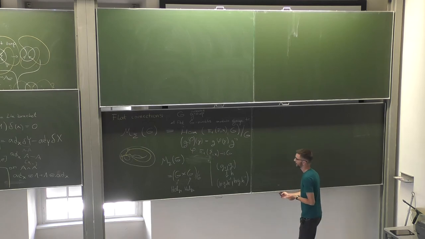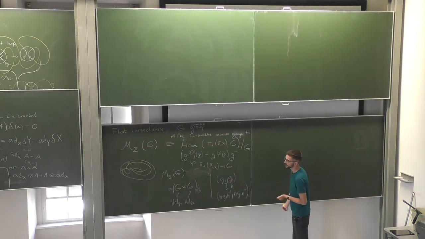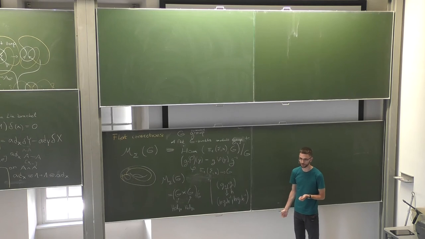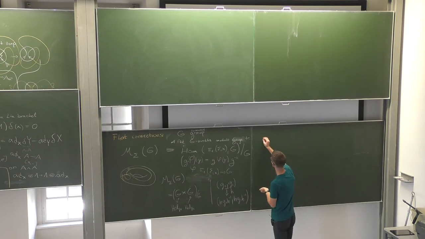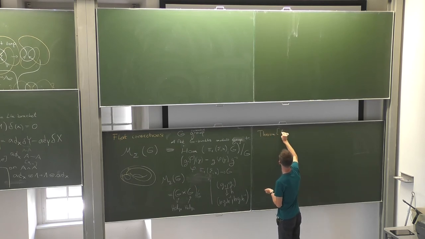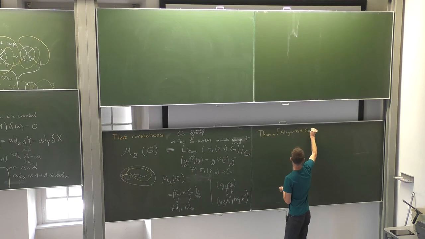Okay, and why is this space interesting? It's because it has a Poisson structure, naturally. So this is a theorem, say Atiyah-Bott and Goldman.